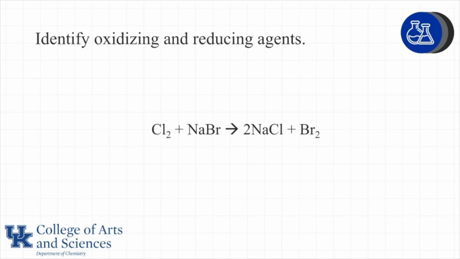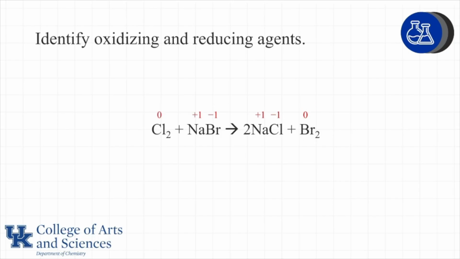Let's look at an example. Chlorine plus sodium bromide yields sodium chloride plus bromine. As with any redox reaction, the first thing we always need to do is identify the oxidation numbers for each element in the reaction. Chlorine is a free element, so it has an oxidation number of 0. NaBr is an ionic compound, so the oxidation numbers equal the charges, which are +1 and -1 for sodium and Br respectively. NaCl has oxidation numbers of +1 and -1, because those are the ionic charges of those elements in an ionic compound. And then Br2 is a free element and has an oxidation number of 0.